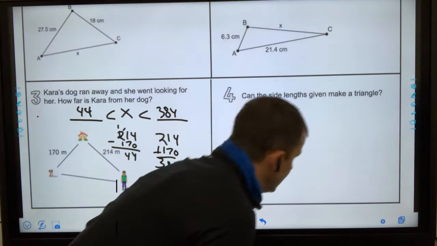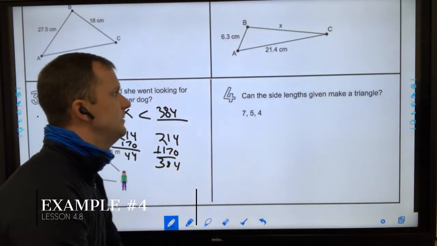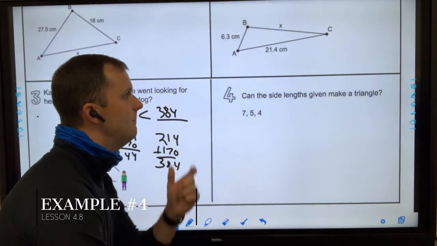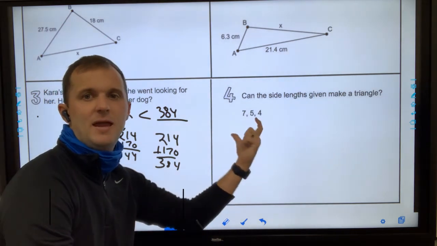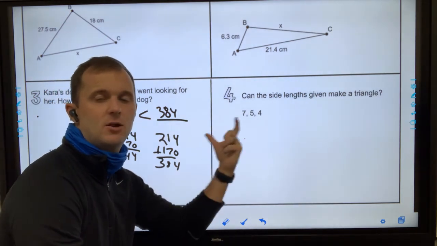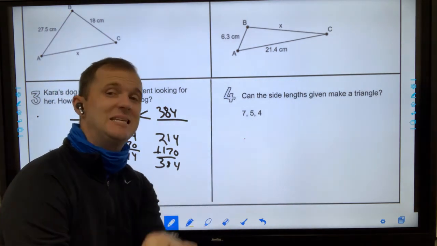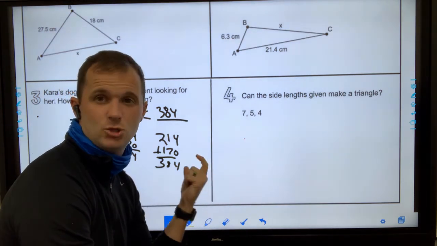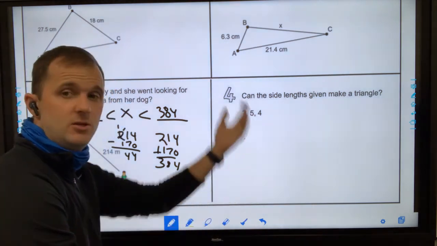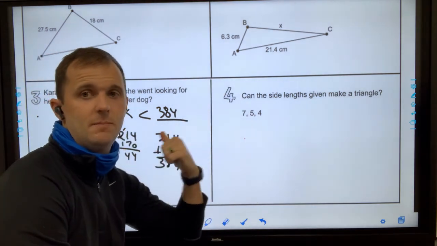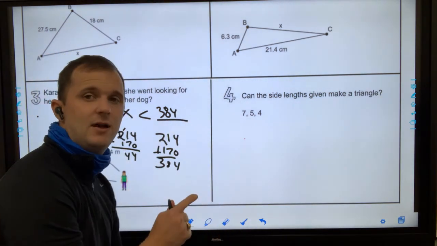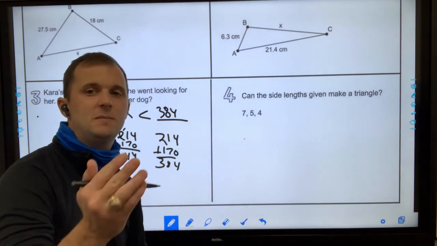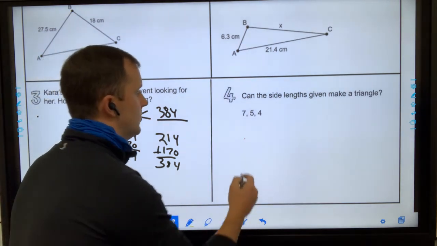Okay. All right, and then lastly on example number 4, it's asking me, can the side lengths given make a triangle? So basically right here, I'm given 3 measurements that are going to be of a triangle, and I'm going to see if it's possible that those end up being a triangle. So I'm going to use the inequality theorem I learned up there. Basically I'm going to take 2 values, add them together, and it always has to be greater than the third side. So let's go ahead and try this.